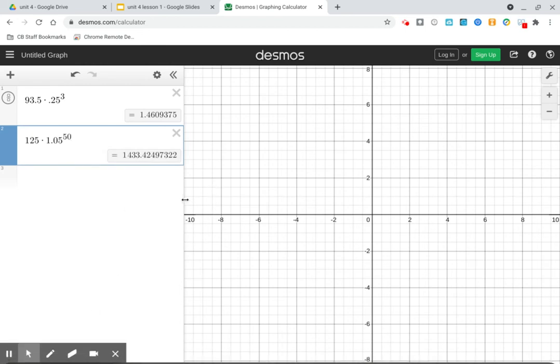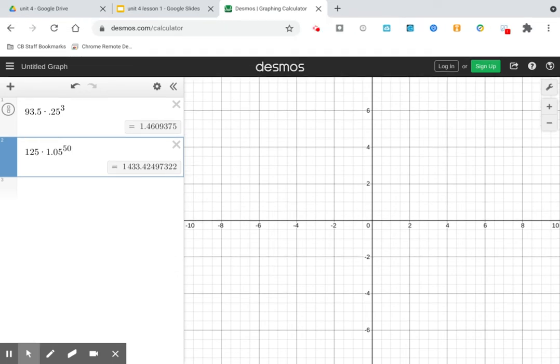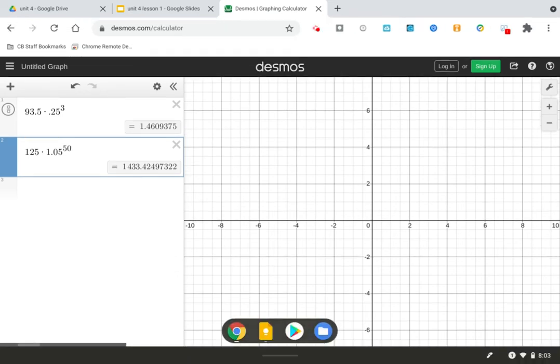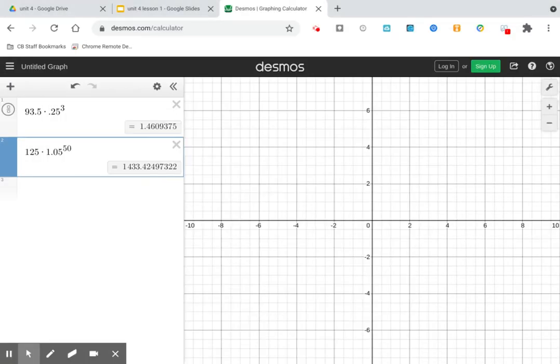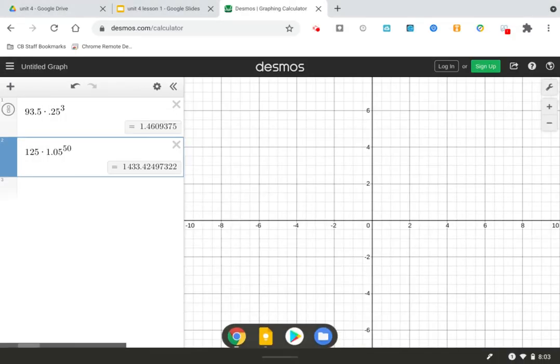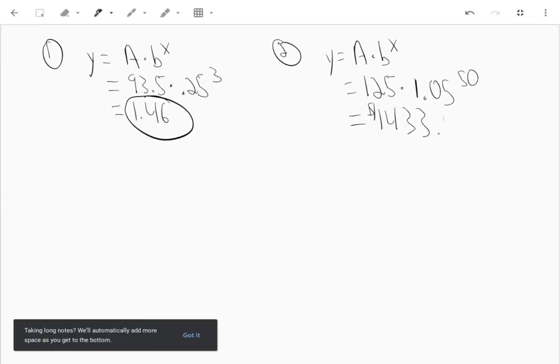Okay, since we're talking about money, we're going to round to two decimal places, right? So that's going to be $1,433.42. So the value of the account, once again, is $1,433.42. So the value of the account in 2020 is that value right there.